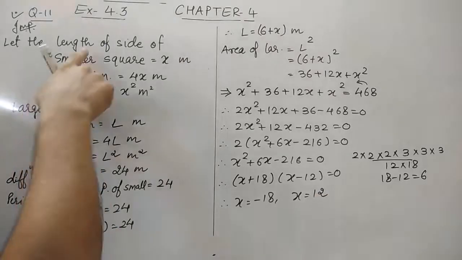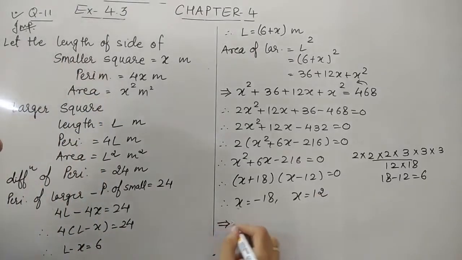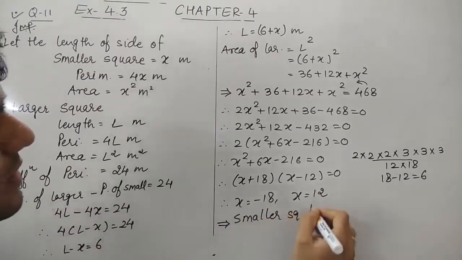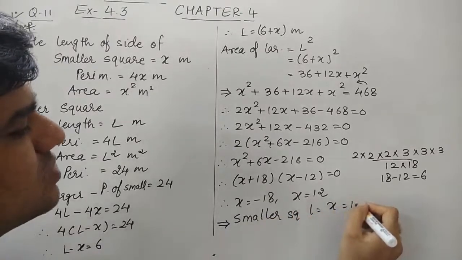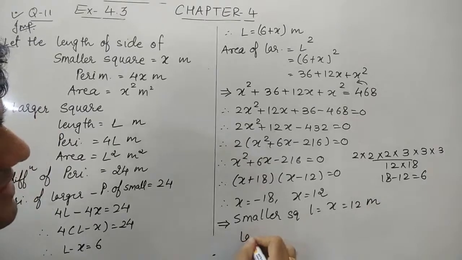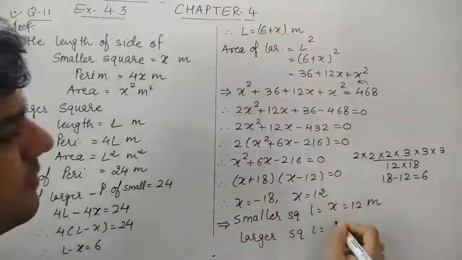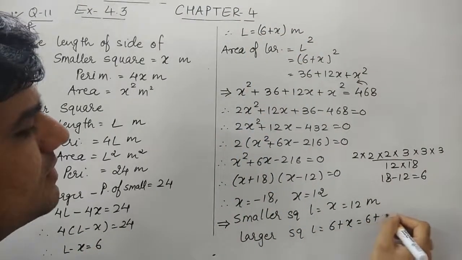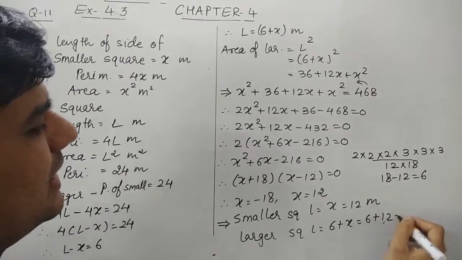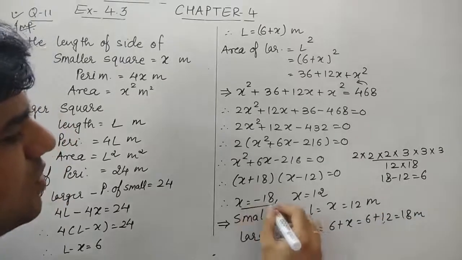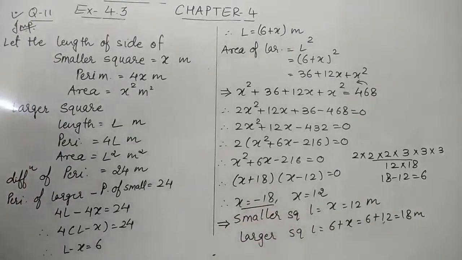We have to find out the lengths of both the sides. So let's come to the answer. Now the length of the smaller square, as we supposed x for that, is 12 meter, and for the larger square, that is 6 plus x, so 12 plus 6, that is 18 meter. I just forgot to tell, minus 18 does not exist because the length can never be negative. So this is the answer which we obtained, 12 and 18 meter, which are the lengths of the smaller and larger square respectively. Thank you.